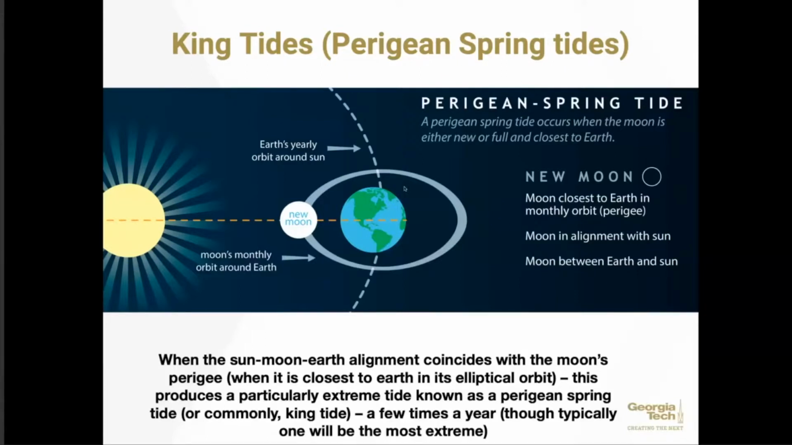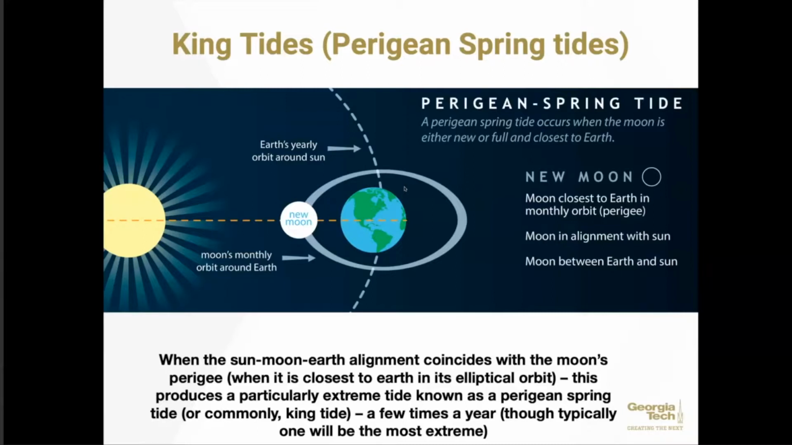Now, about once every year, this spring tide alignment of the moon, the Earth, and the sun will also coincide with what's called the perigee of the moon's orbit. So the moon's orbit, as you can see in this little schematic here, is itself an ellipse. So there is a time every month during the lunar cycle when the moon is the closest to the Earth, which means that the gravitational attraction of the moon on the Earth is also at a maximum during that time.